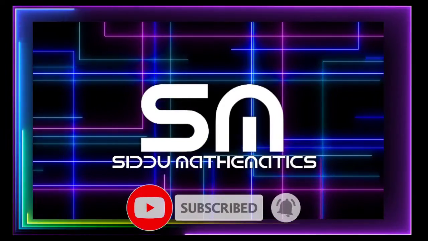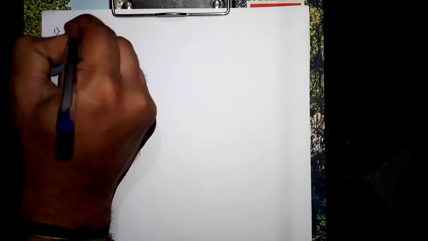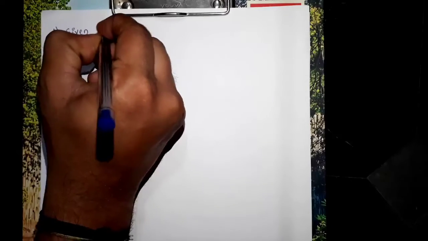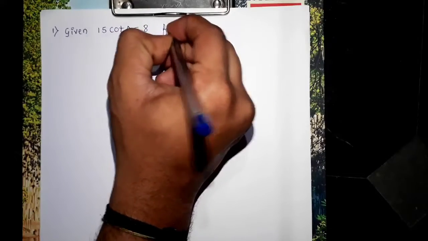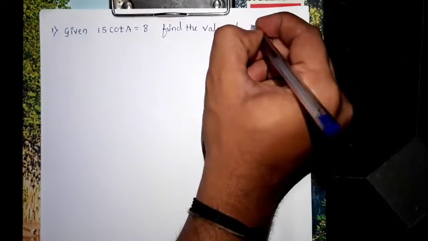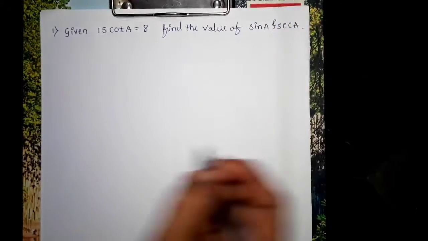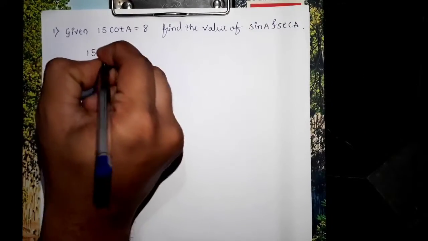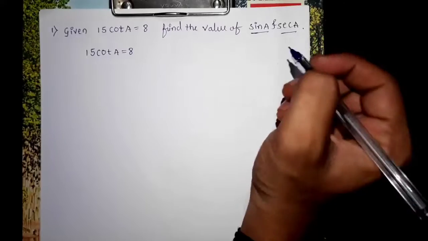Today, we will be going through the most important questions of trigonometry for your upcoming board exams. Now, let us start with the first question. That is, 15 cot A is equal to 8. Find the value of sin A and sec A. What all is given here? The given is 15 cot A is equal to 8. We are asked to find sin A and sec A value.